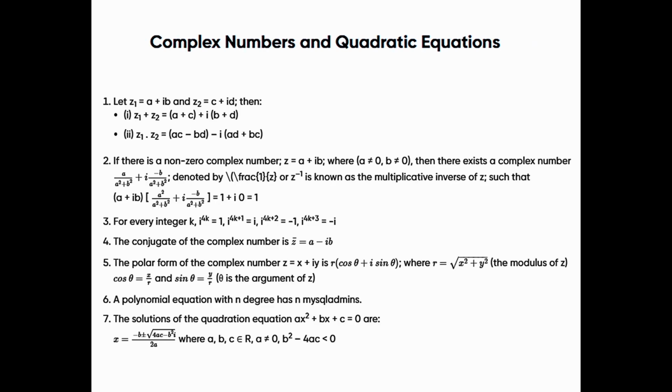Go through it. The next chapter, complex numbers and quadratic equations. A number that can be expressed in the form of a + ib is known as a complex number, where a and b are real numbers and i is the imaginary part of the complex number. Here are some equations, you can go through it.